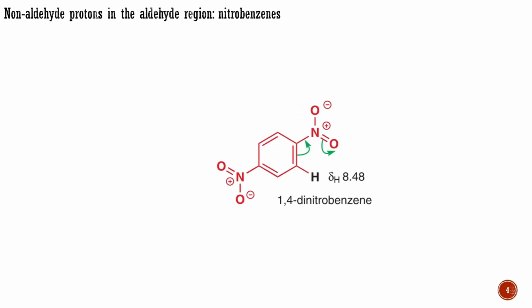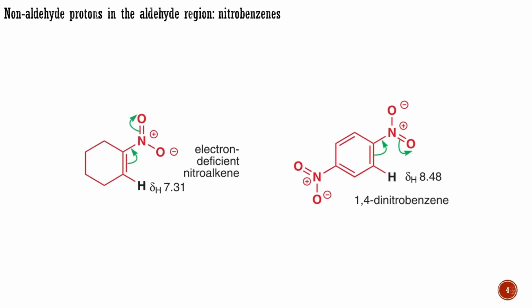Protons on double bonds, even very electron-deficient double bonds like those of nitroalkenes, hardly get into the aldehyde region. However, some benzene rings with very electron-withdrawing groups do manage it because of the extra downfield shift of the ring current, so look out for nitrobenzenes as they may have signals in the 8 to 9 ppm region.